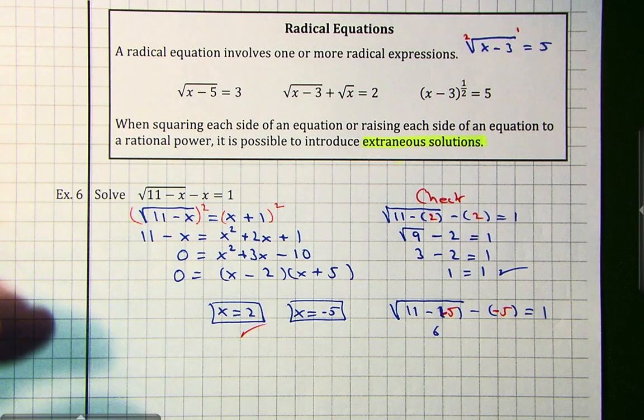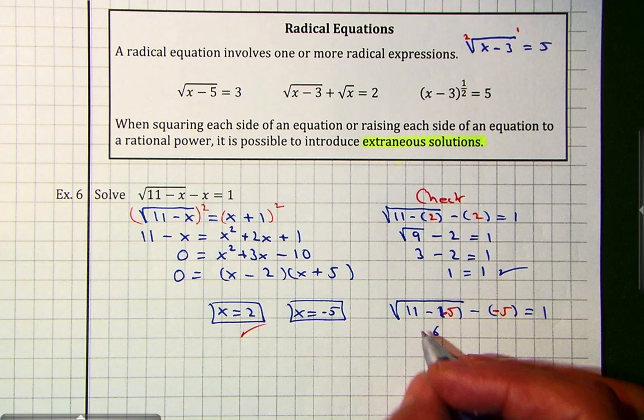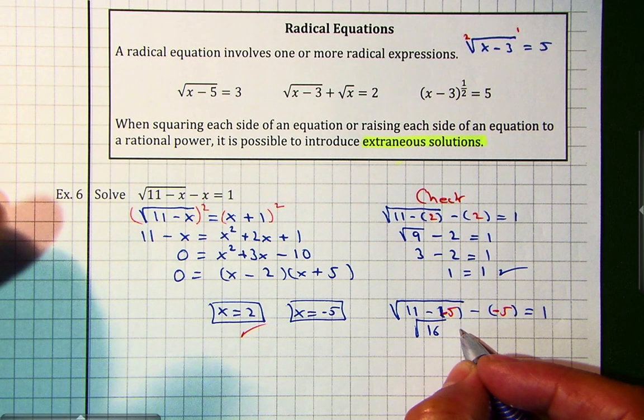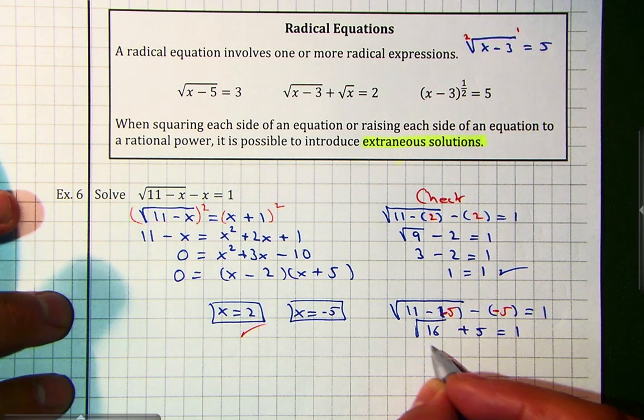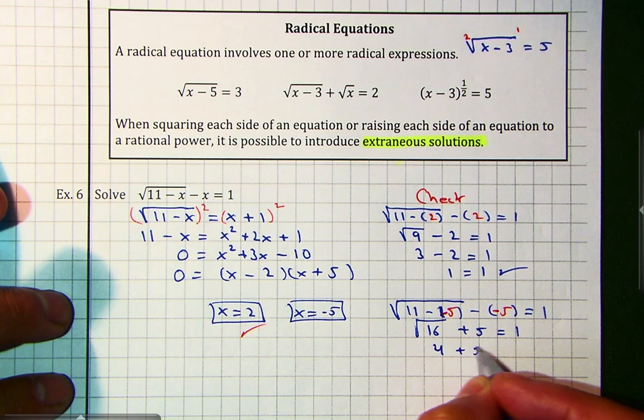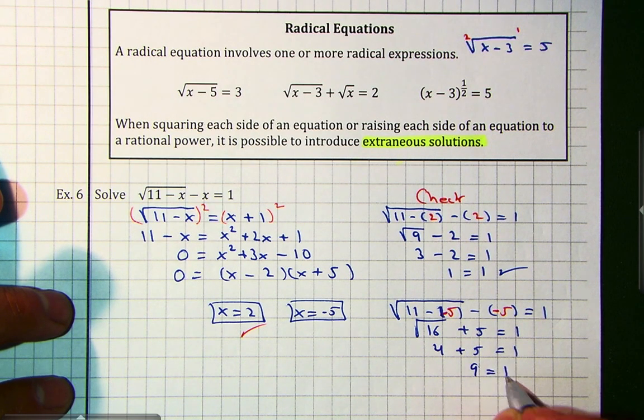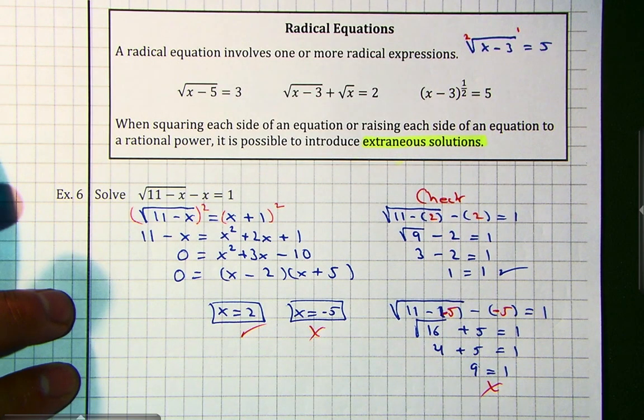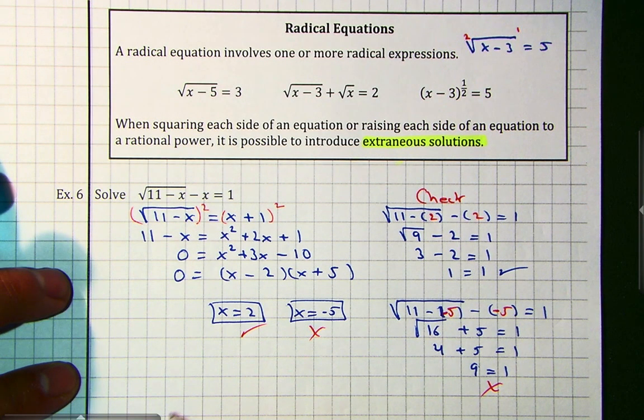So that's 11 plus 5, which is 16. Square root of 16 plus 5, that is 4 plus 5. Is it equal to 1? No. So therefore, 2 is the only correct answer.